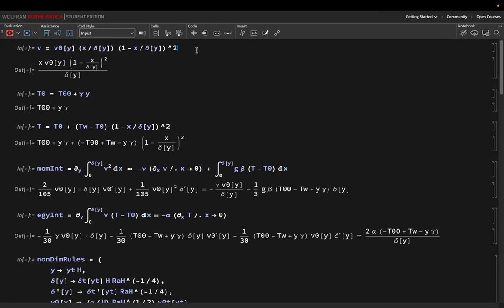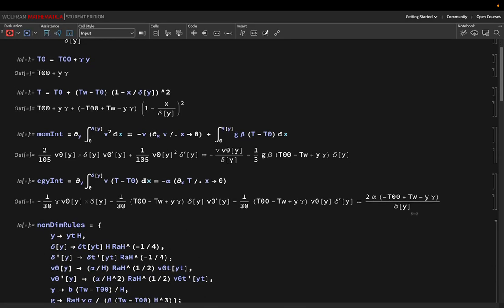So I've just written it down in the same tool. We have V equal to V naught times x per delta times 1 minus x per delta, whole squared, and T is given by the same expression, T00 plus gamma y. So the actual temperature is T naught plus TW minus T naught times this. You substitute that into the momentum integral and energy integral equations, and you get the corresponding equations.